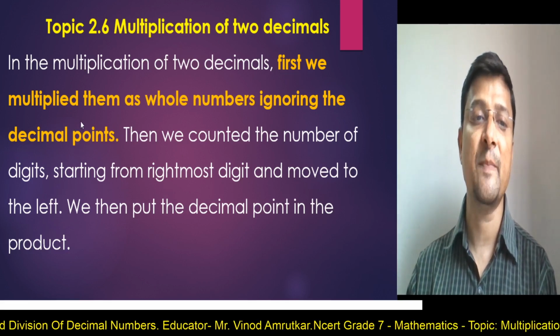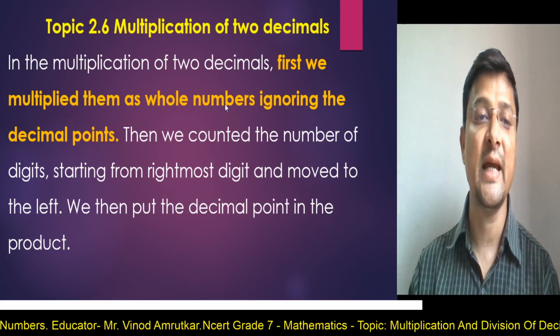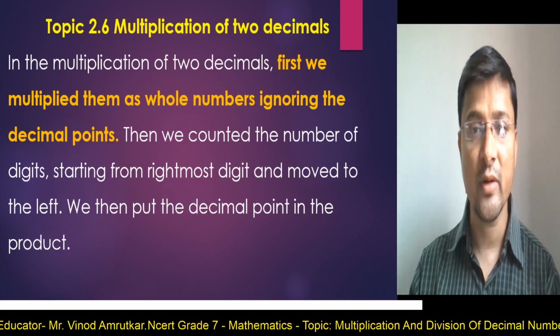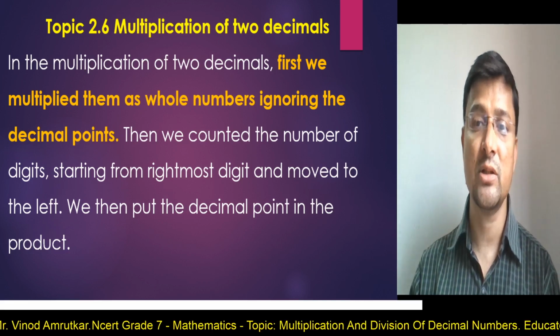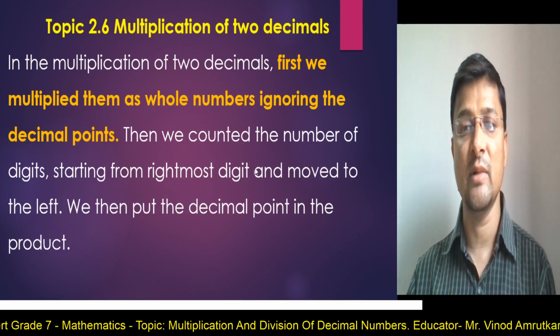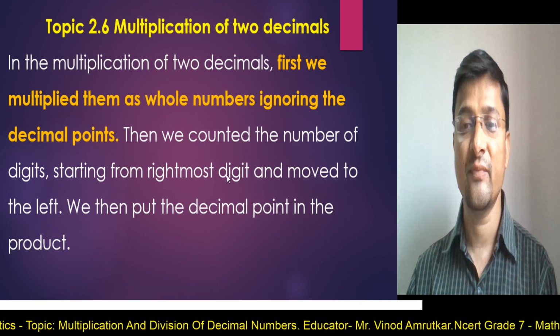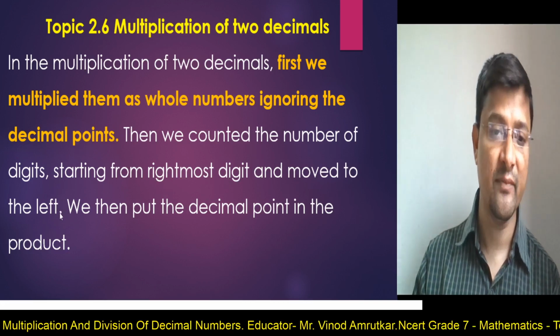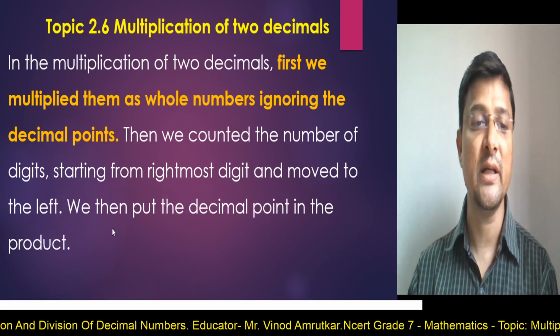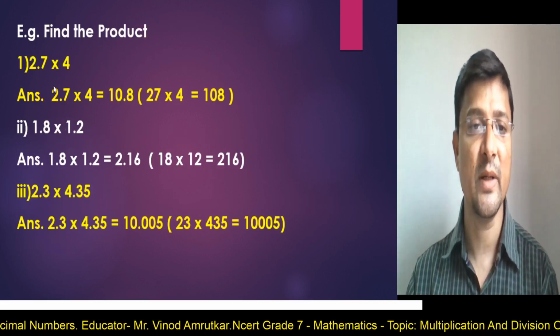First, we multiply them as whole numbers by ignoring the decimal point. Okay. And when we get the product, then to place the decimal point, we start from the rightmost digit and move to the left side. And then we put the decimal point in the product. See some examples of multiplication.